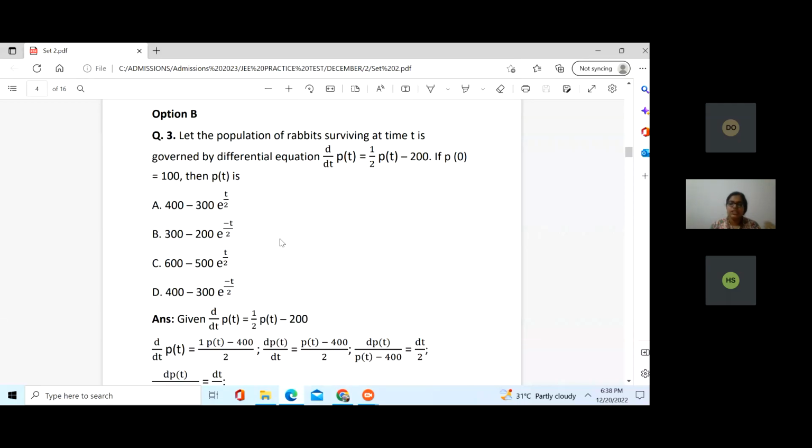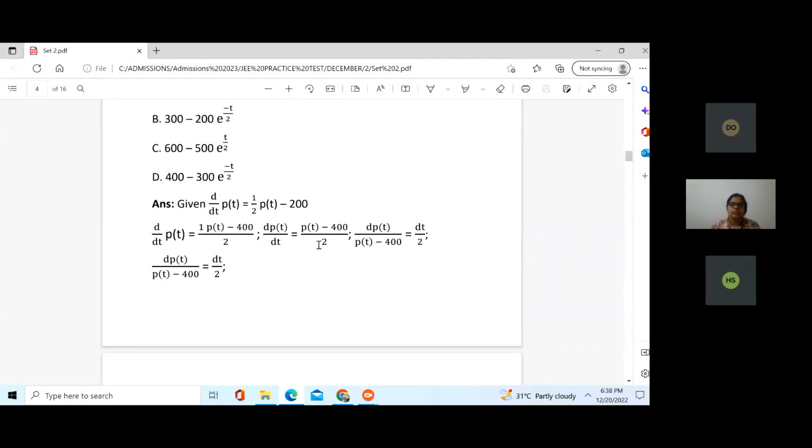First, d by dt of p(t) equal to 1 by 2 p(t) minus 200. I'm just going to rearrange these terms, whatever is given in the question. So I can write this as dp(t) by dt is equal to p(t) by 2 minus 200. I've rearranged the question in such a way that I can formulate this as dp(t) by (p(t) minus 400) equal to dt by 2.